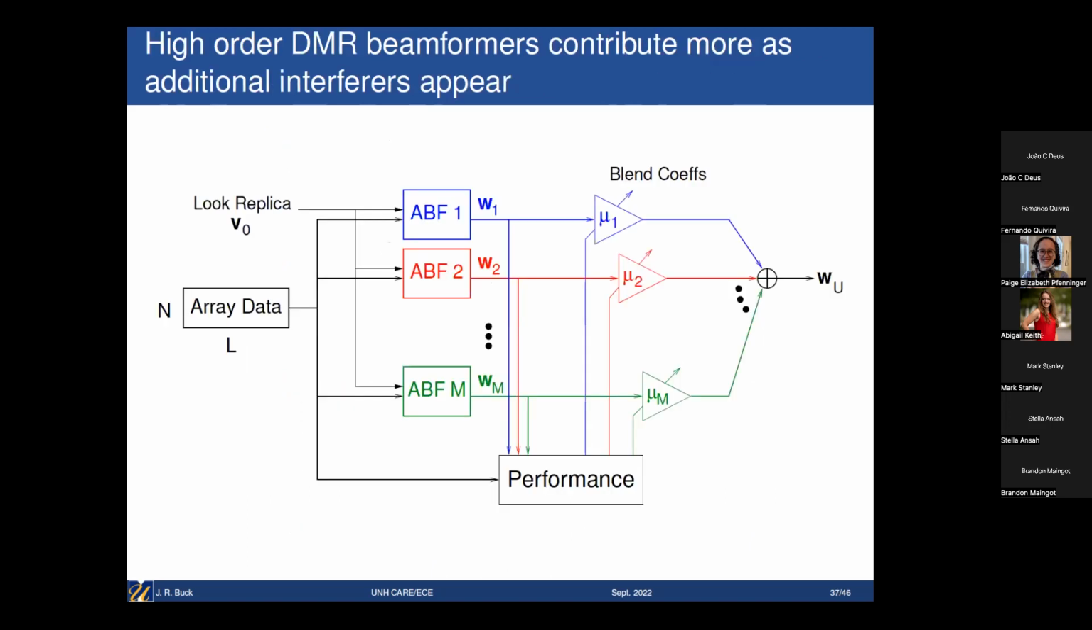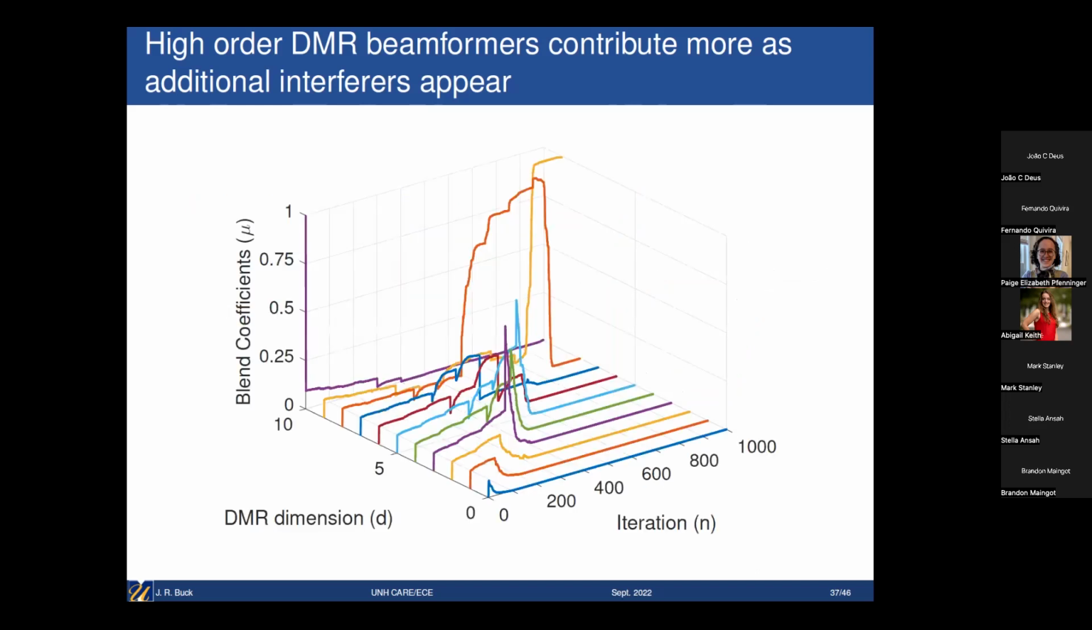So the question is, how is it doing just as well without that prior knowledge of the data? It's in the blend weights. Let's look at what the blend weights were doing. Now this is a plot where these are the different dimensions, from 0 to 10 interferers. This is the time axis over the simulation, 1,000 snapshots. And the height here is showing the blend coefficients.